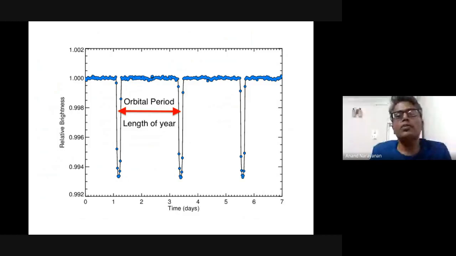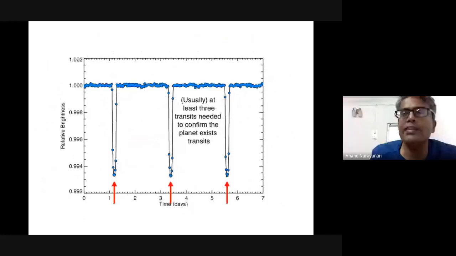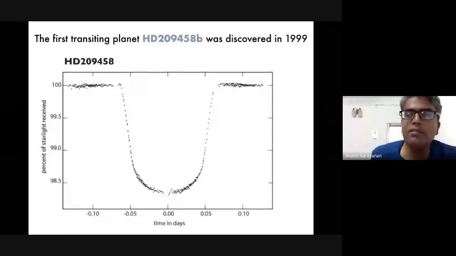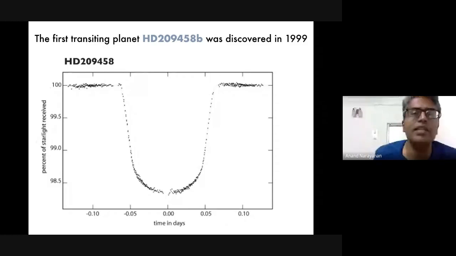And using the transit method in 1999, so that means 4 years after the first extrasolar planet was discovered using the radial velocity method, astronomers discovered the first exoplanet using the transit method. This was discovered around a star called HD 209458, and the planet is called HD 209458b. These are catalog numbers, you don't have to worry about it.